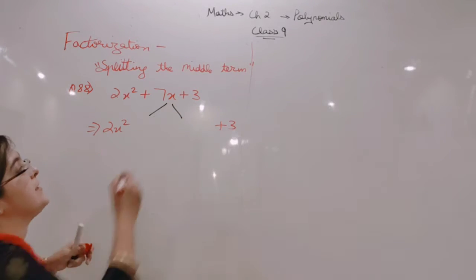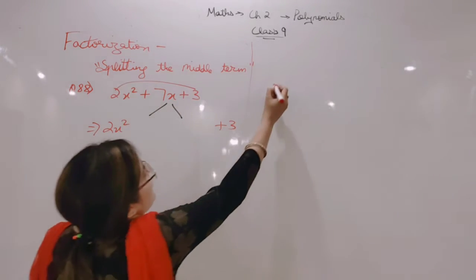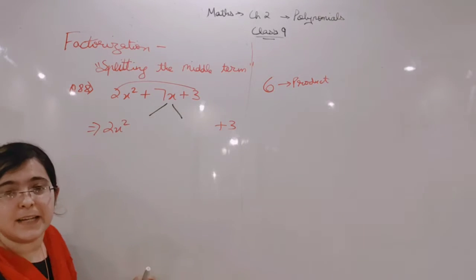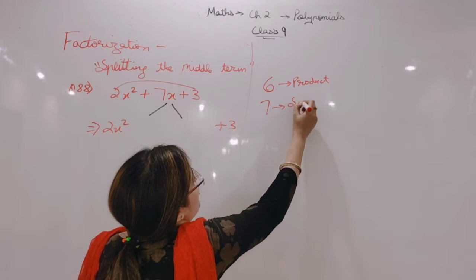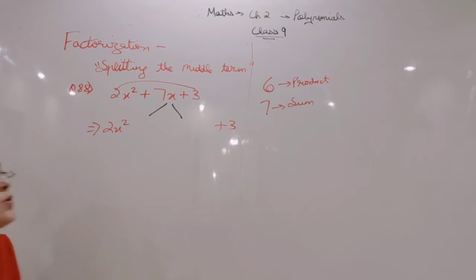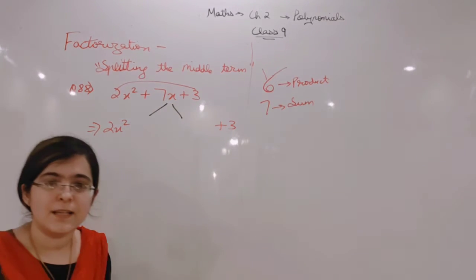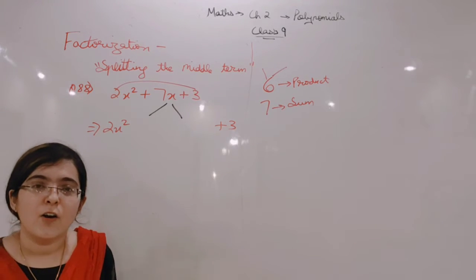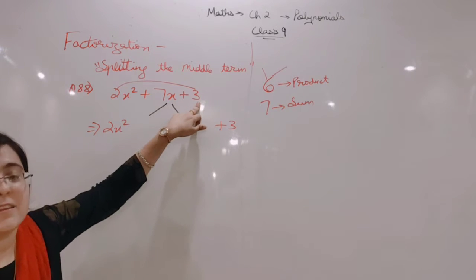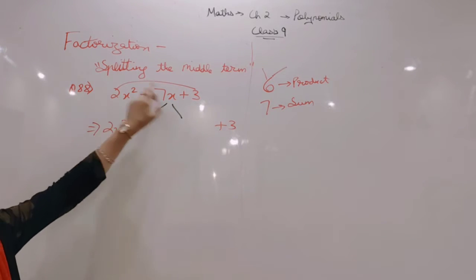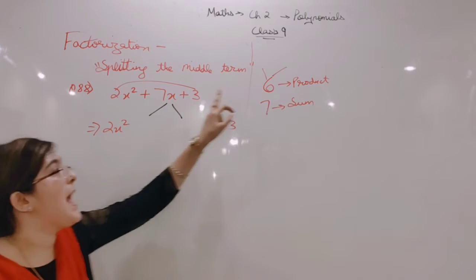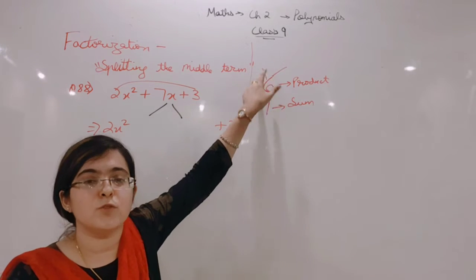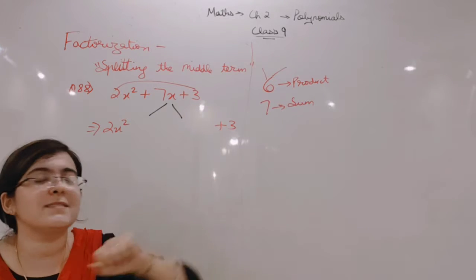What we want is 3 into 2, we want 6 as the product. And your middle term is 7, and we want 7 as the sum. So students, we have to choose two numbers such that the product is 6 and the sum is 7. You have to see the constant and the coefficient of x square; multiplying them we get 6, and the middle term is 7. So we want two numbers whose product is 6 and sum is 7.